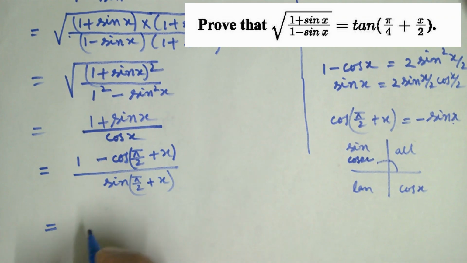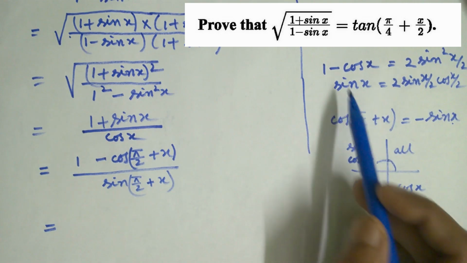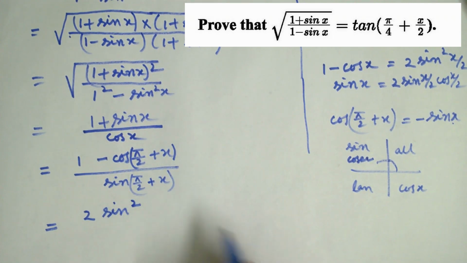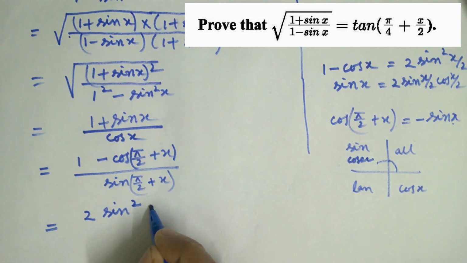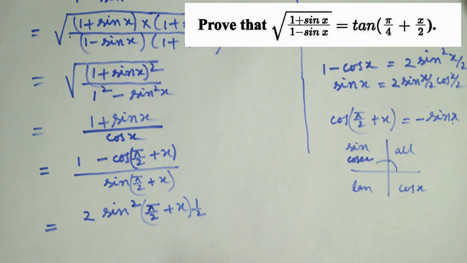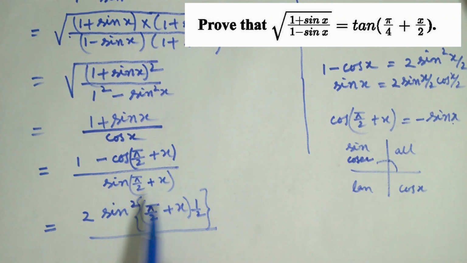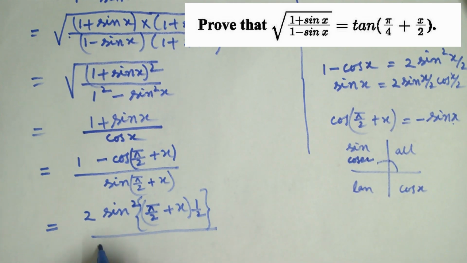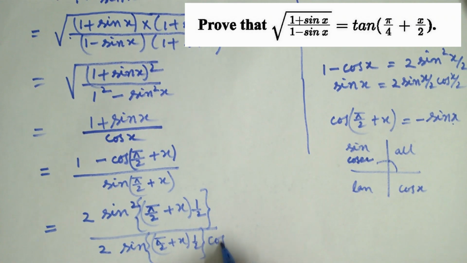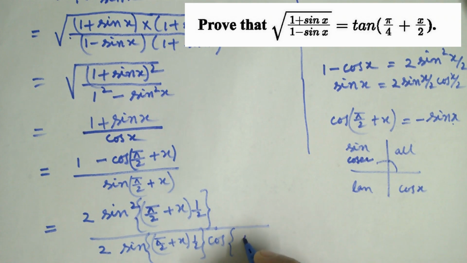So what is this? Using this formula, 1 minus cos x is 2 sin square x by 2, so for 1 plus sin x, that is 2 sin square of (pi by 2 plus x) by 2, writing in the bracket. Now for sin(pi by 2 plus x), using this formula, 2 sin x by 2 means (pi by 2 plus x) into half, cos of (pi by 2 plus x) into half.